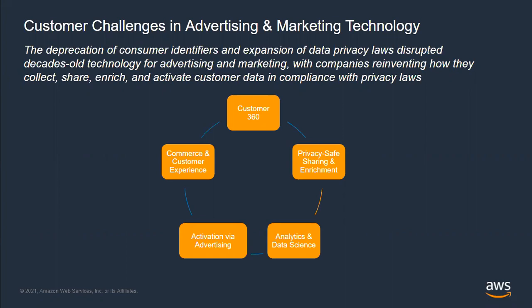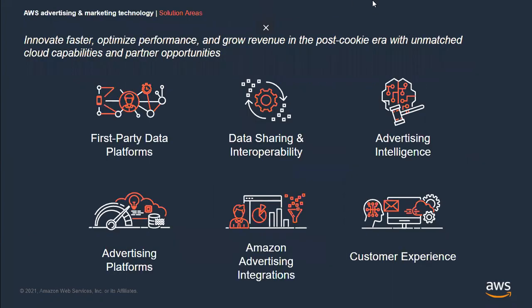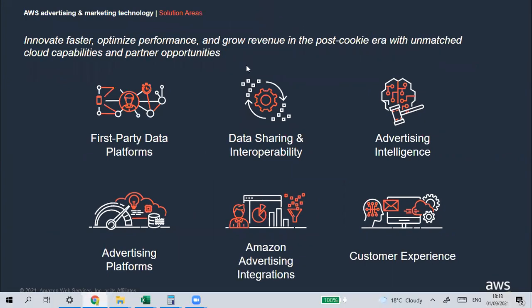You go through to the next slide. As a result of those challenges, my team is focused on these areas of business solutions: first-party data platforms, data sharing interoperability, advertising intelligence, advertising platforms, and Amazon advertising integrations, and then CX. But for the purposes of today's call, we're really going to focus on the first one and two segments. So first-party data platforms, i.e. Upsolver, and then the work they do to help the advertising intelligence partners, such as AppsFlyer, that live in the advertising intelligence space. If you go through to the next slide.